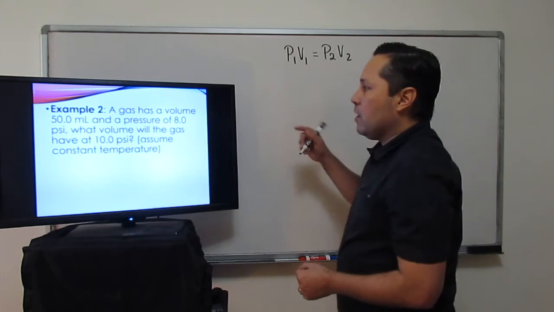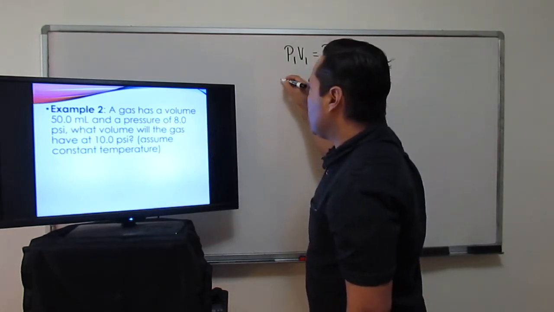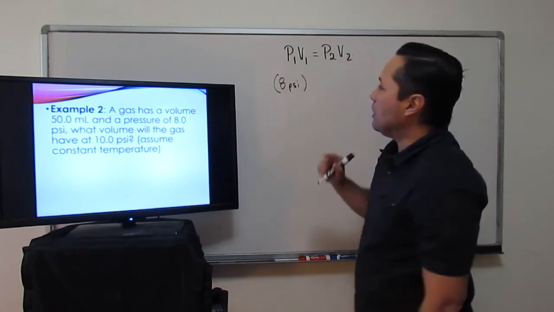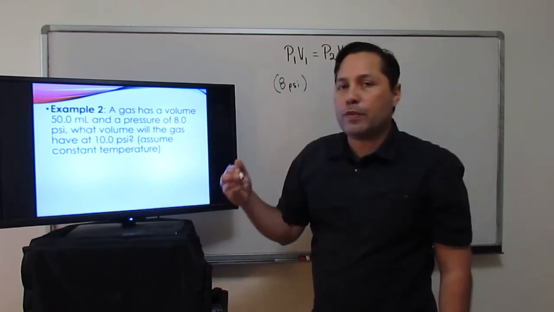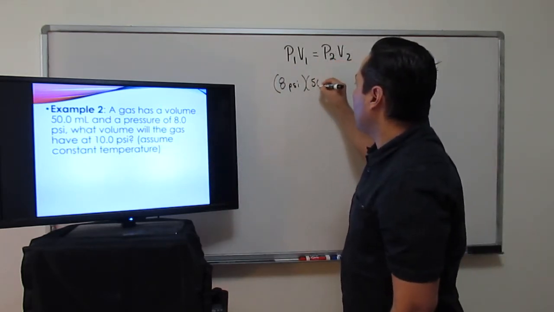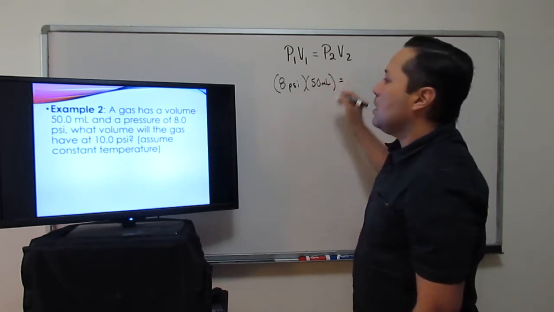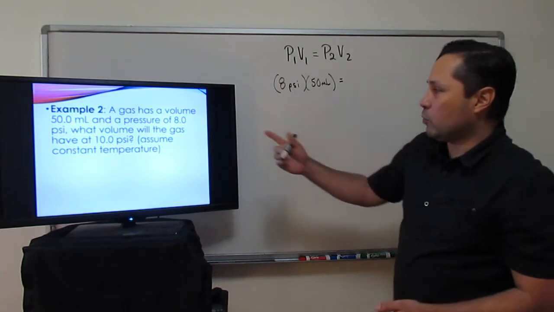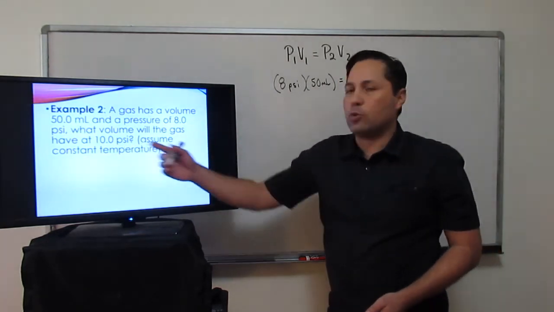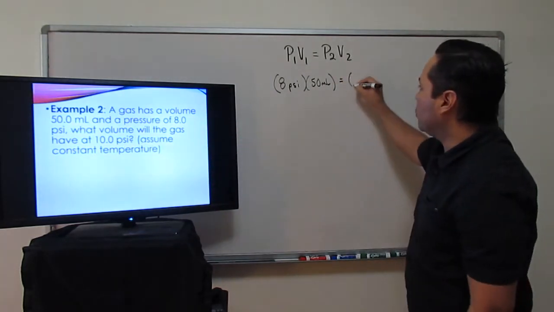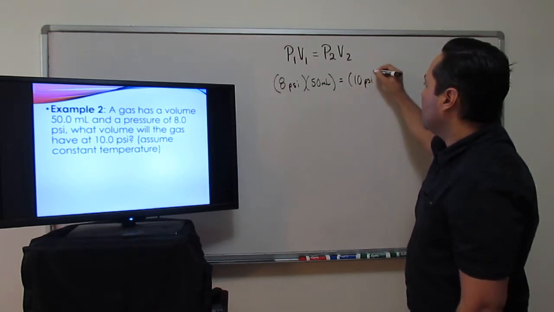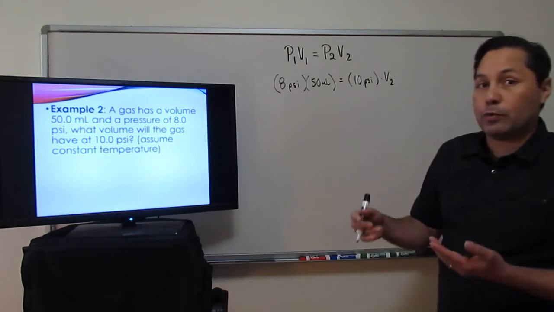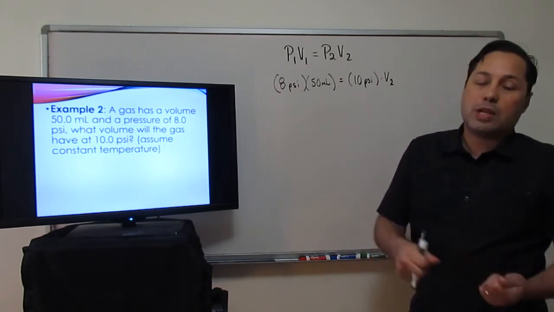Alright, so we have 8 psi as our initial pressure. So that is our P1, and that initial volume is 50 milliliters. Now they give you a new pressure of 10 psi, so we're increasing the pressure from 8 psi to 10 psi, so that will be P2. And once again they ask you to solve for the volume. What will be the new volume of the gas if we increase the pressure from 8 to 10 psi?